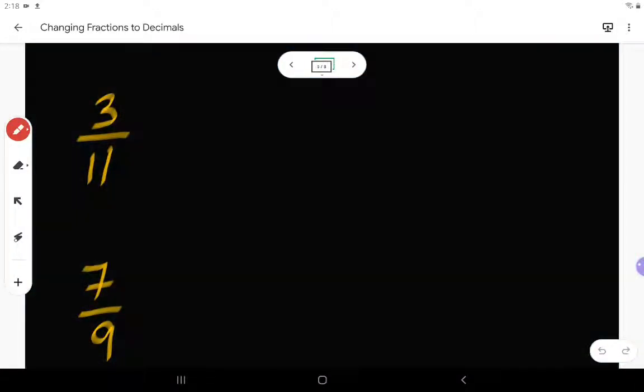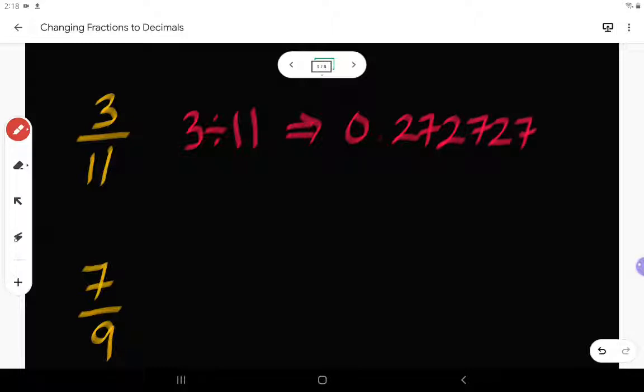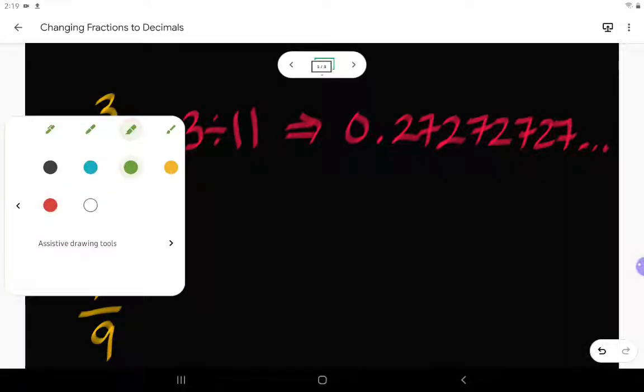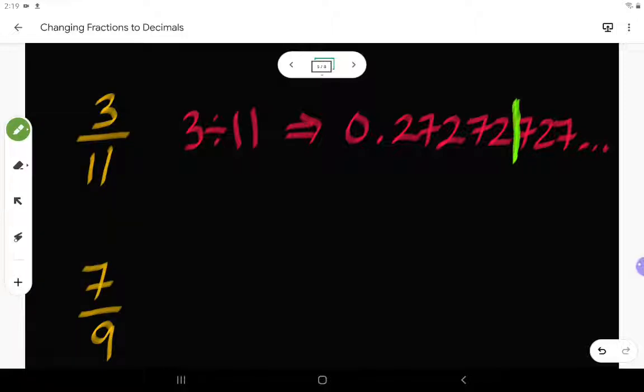3 over 11. Okay, so that would be 3 divided by 11. 3 divided by 11 ends up giving you 0.27272727, and depending on where your calculator runs out, it either ends on a 7 or it might end on a 3, and you might go, the pattern got broken. Well, no, the pattern didn't break, because let's say that my calculator can only show me digits up to here, and that's where it's going to stop.